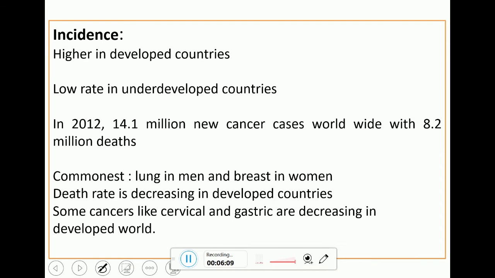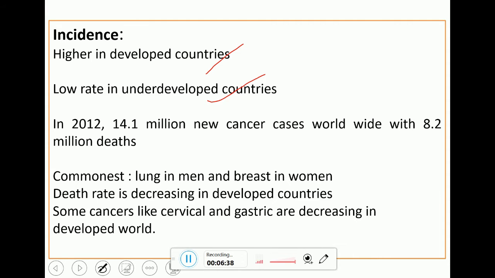So what is incidence? Incidence is, like I told in the previous slide, how much this disease is present in a particular country and how much it is present in some other country. So this comes under the heading of incidence. Basically, cancer is higher in developed countries and low in underdeveloped countries. Nowadays it is getting prevalent in underdeveloped countries, but predominantly cancer is a disease of the developed world.